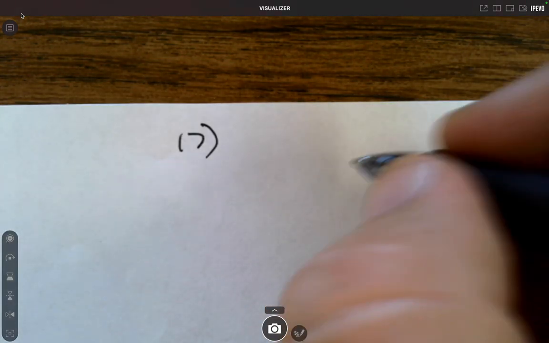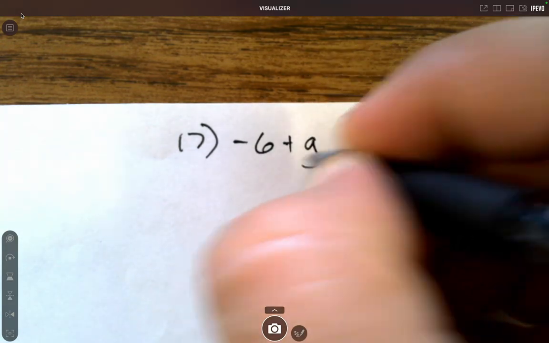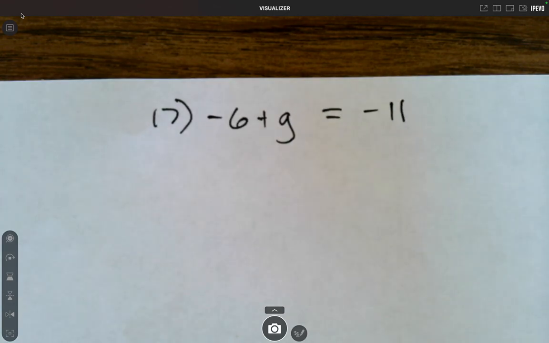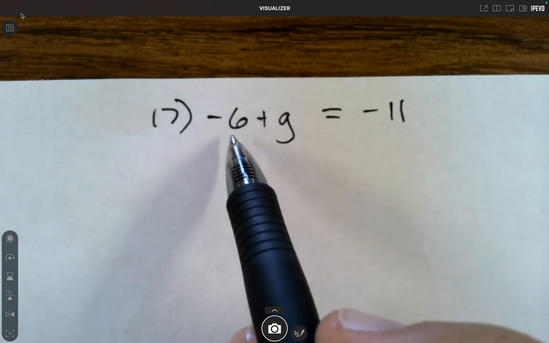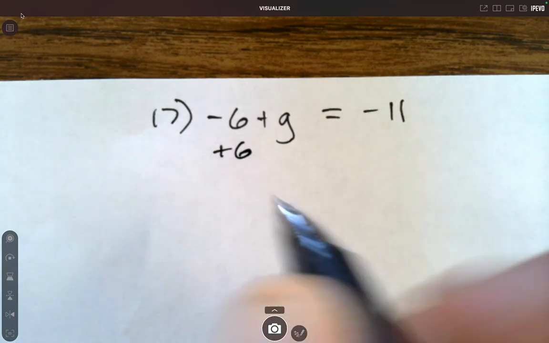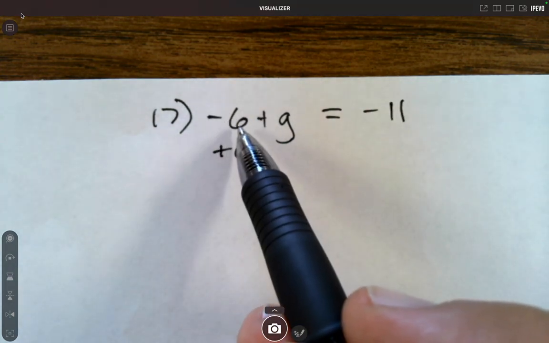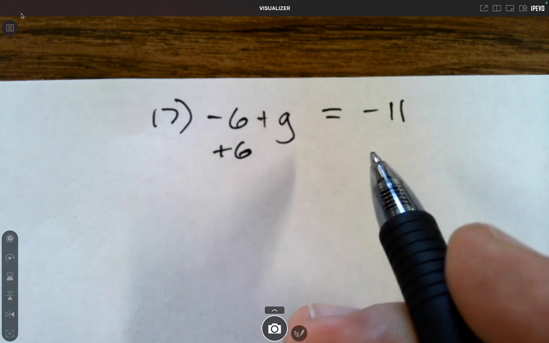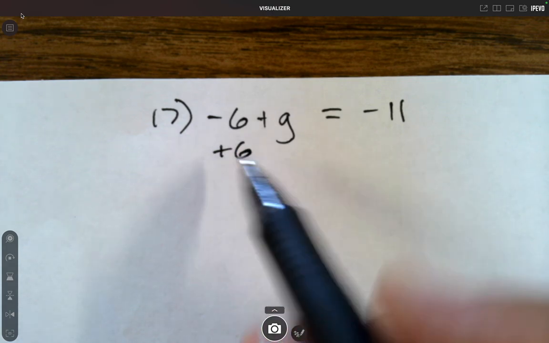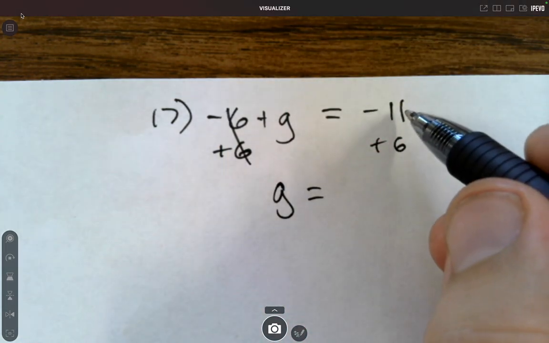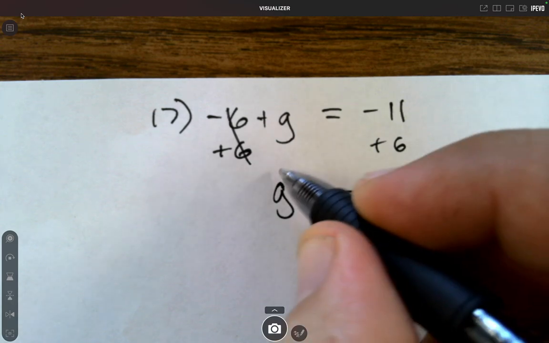17, -6 plus g equals -11. Okay, so this is a -6. So the way to undo a -6 is to add 6 to it, because our goal is to cancel this out. If I subtracted 6, I'd get -6 minus 6 would be -12, so that doesn't cancel it out. But -6 plus 6 is 0, so that cancels it out. And -11 plus 6 is -5.